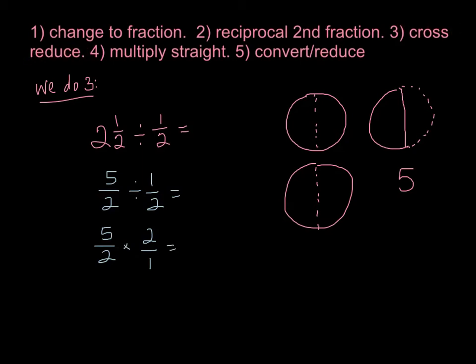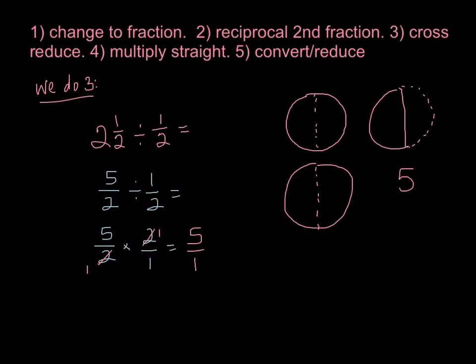Cross reduce. No, nothing there, but how about here? Sure, 2 goes into both of those. So 2 goes into 2 once, 2 goes into 2 once. Now, multiply straight across. 5 times 1 is 5. 1 times 1 is 1.